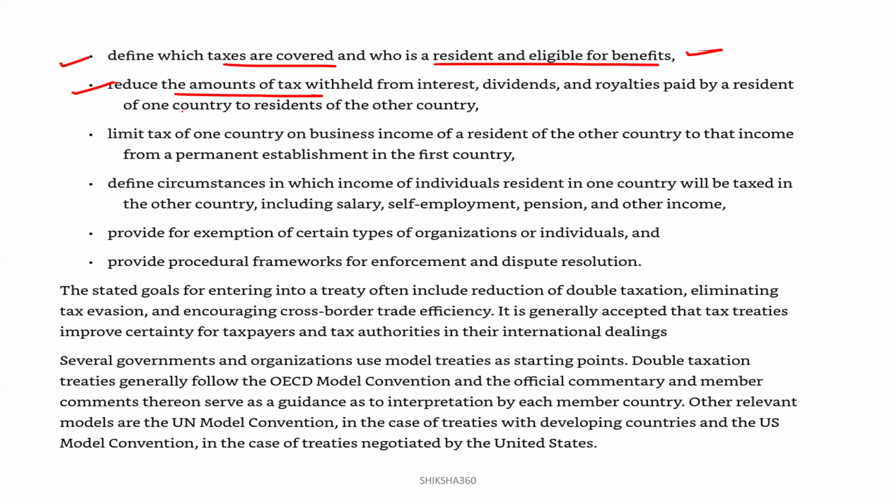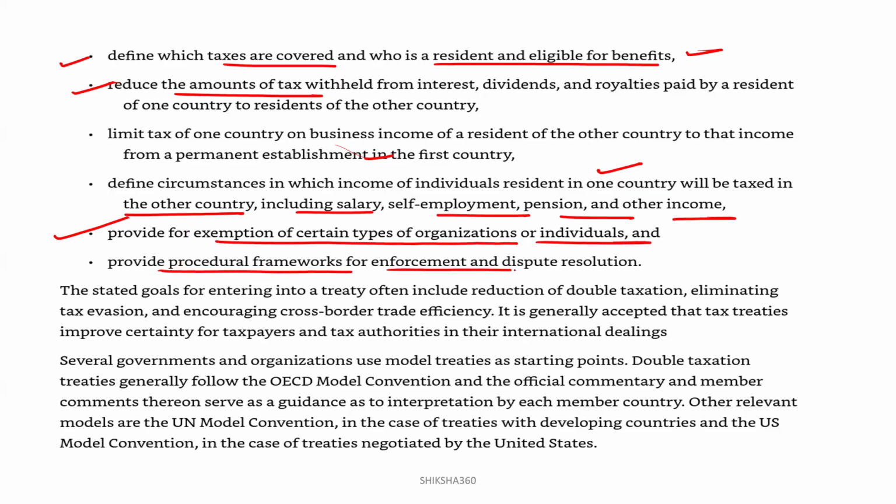They define the circumstances in which income of an individual resident in one country will be taxed in the other country, including salary, self-employment, pension, and other income. They provide for exemption of certain types of organizations or individuals, or provide procedural frameworks for enforcement and dispute resolution.